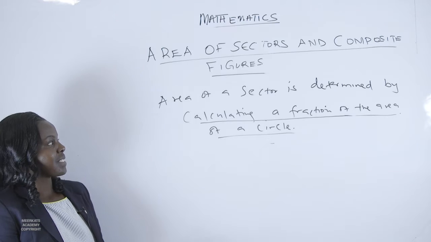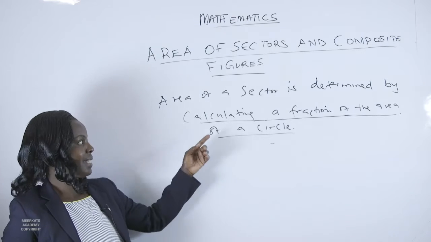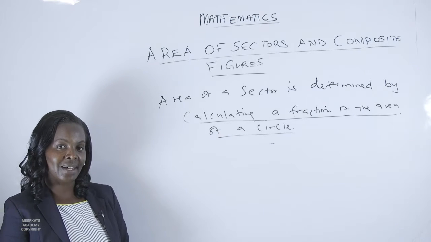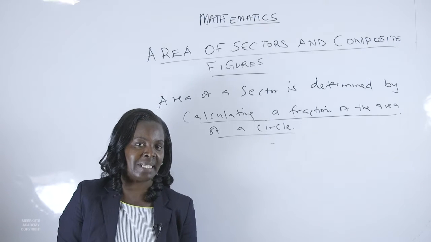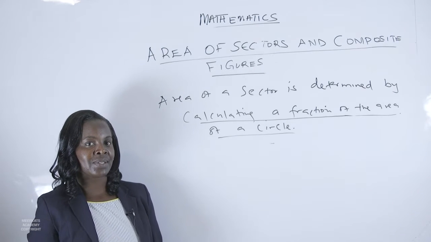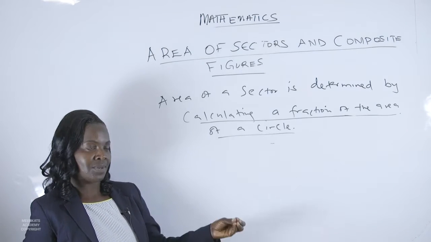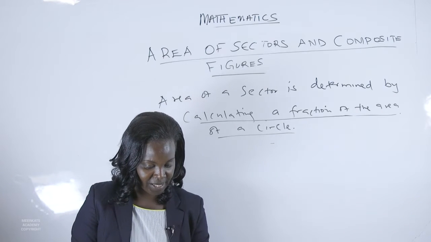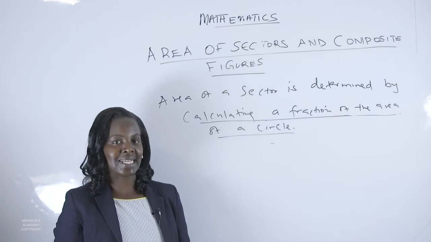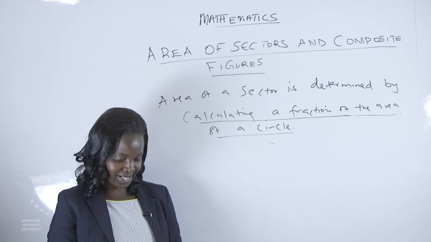the area of a sector is determined by calculating a fraction of the area of a circle. Very important. Now that we know how to determine the fraction of the circle that a sector forms, we can now calculate the area of a sector.